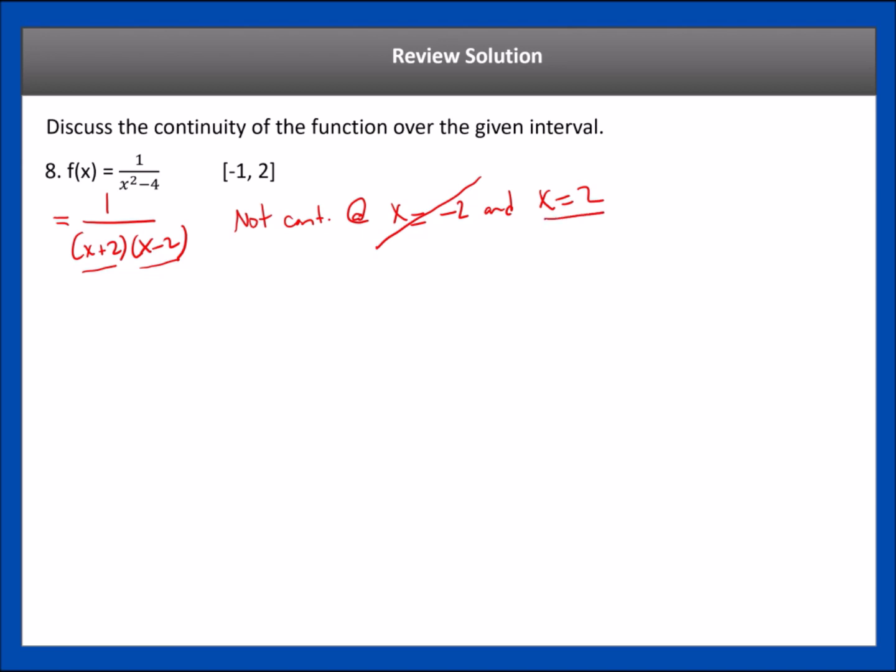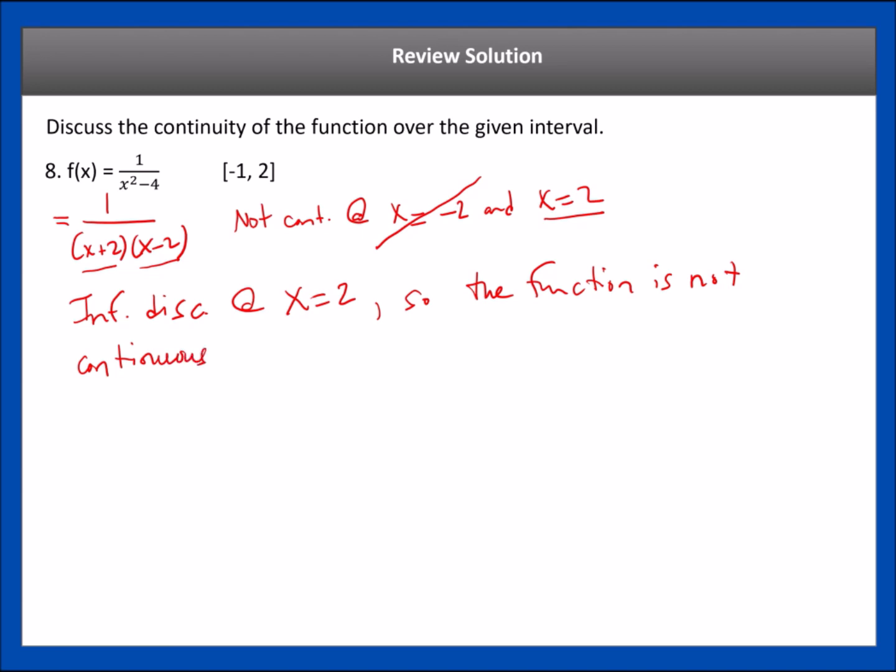However, x equals 2, it's not continuous there. So because this interval is closed, it's not continuous at 2, so it's not continuous in that interval, okay? So we have an infinite discontinuity at x equals 2. So the function is not continuous over the interval [-1, 2].